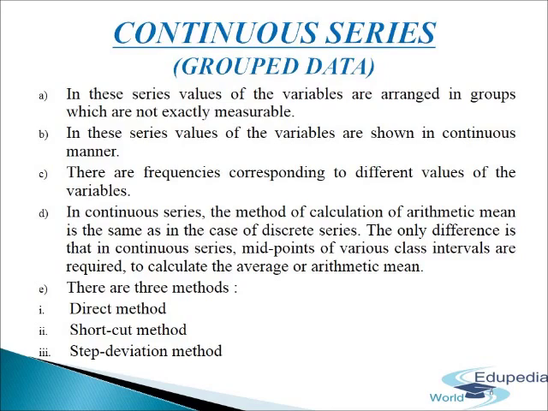In continuous series, the method of calculation of arithmetic mean is the same as in the case of discrete series. The only difference is that in continuous series, midpoints of various class intervals are required to calculate the average or arithmetic mean. There are three methods: direct method, shortcut method, and step deviation method to calculate the arithmetic mean.